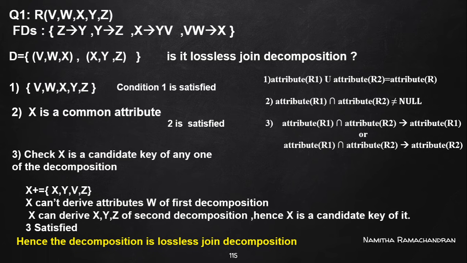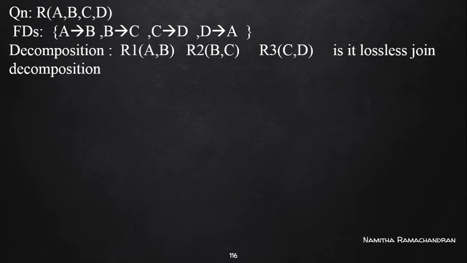Now we can consider a different, somewhat complex example. This one is a GATE question, a previous year GATE question. A relation is like this and the functional dependencies are listed here, and the decomposition is R1, R2 and R3. Three different decompositions are given here. Instead of 2, here we have 3 different decompositions, and the task is to check whether this decomposition R1, R2, R3 is a lossless join decomposition or not.